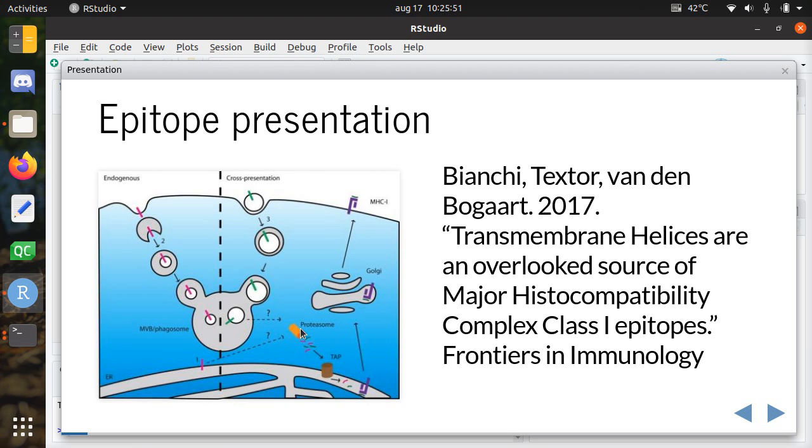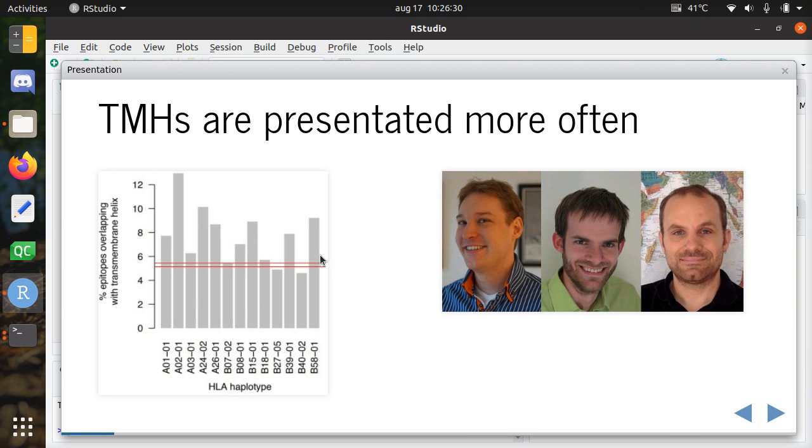And because it's in the cytosol, you would not expect anything from a membrane protein to be shredded to pieces and presented. However, these guys discovered that that happens more often than you would expect by chance, and it does happen. They don't know the mechanism yet, so they don't know how these membrane proteins, especially the transmembrane helix proteins, are loaded upon these MHC-1 complexes. But it happens more often than we'd expect by chance, which is shown in this graph.